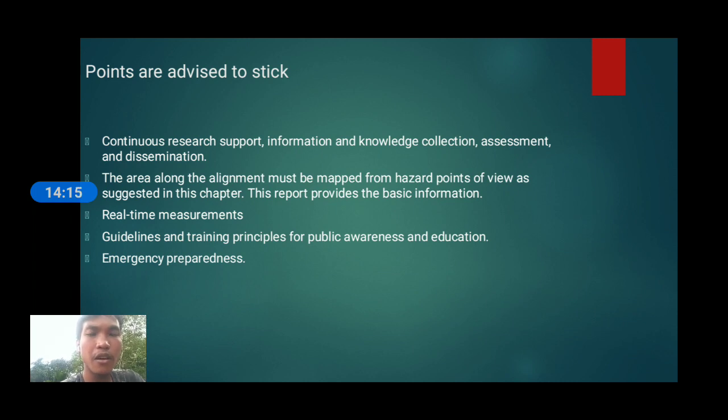The area along the alignment must be mapped from a hazard point of view as suggested in this chapter. This report provides the basic information, real-time measurement, guidelines and training principles for public awareness and education, and emergency preparedness.